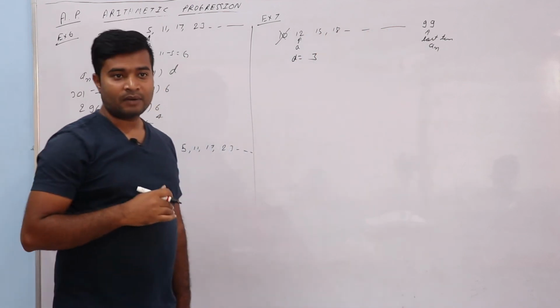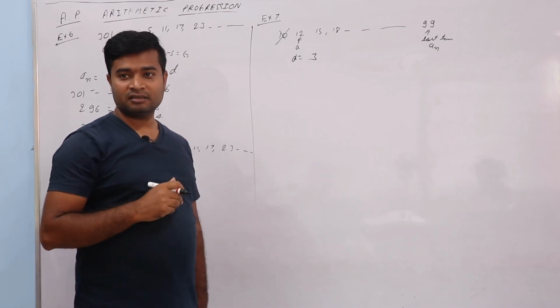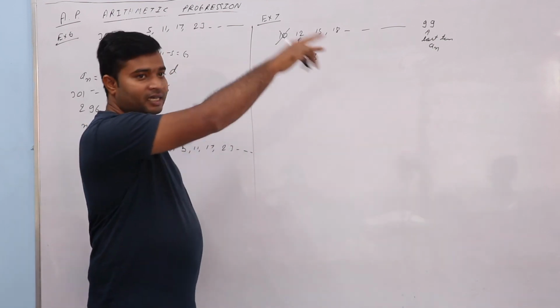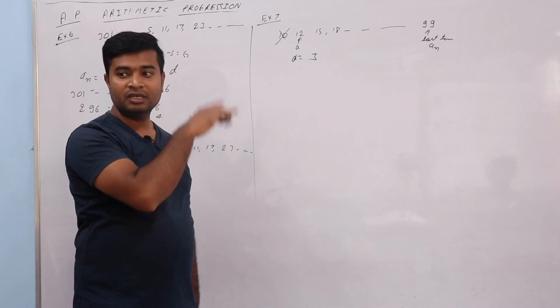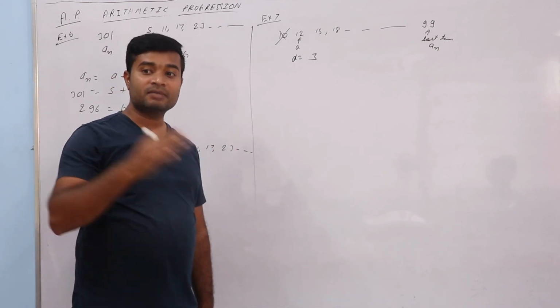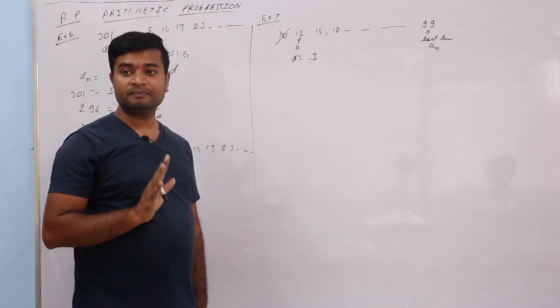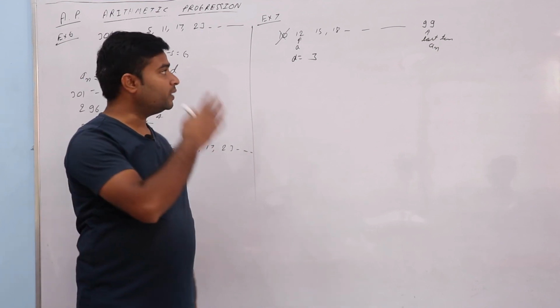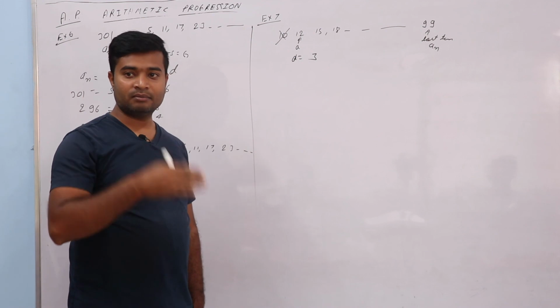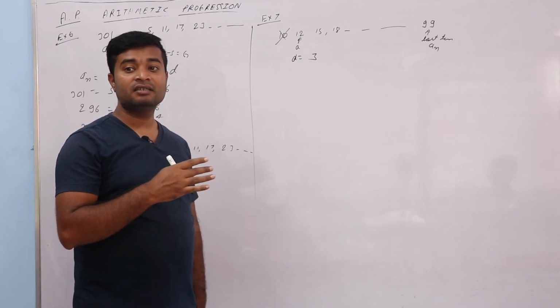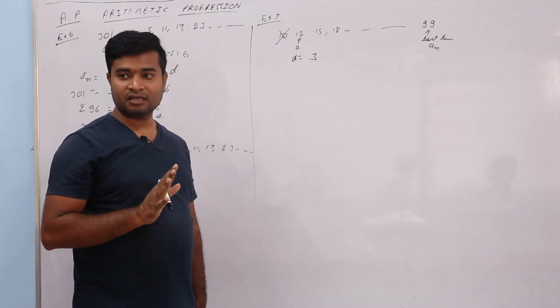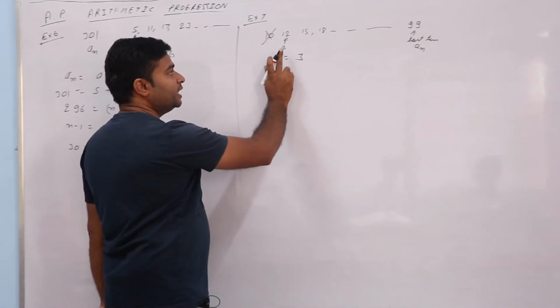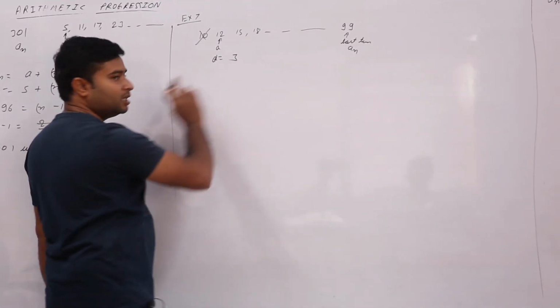Now we are asking how many terms are there from 12 to 99 that are divisible by 3? Understood? From 12 to 99, how many such numbers are divisible by 3? Correct? So you get your first term, last term, and common difference also.